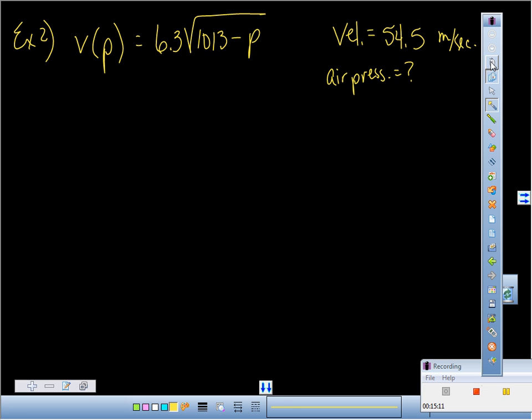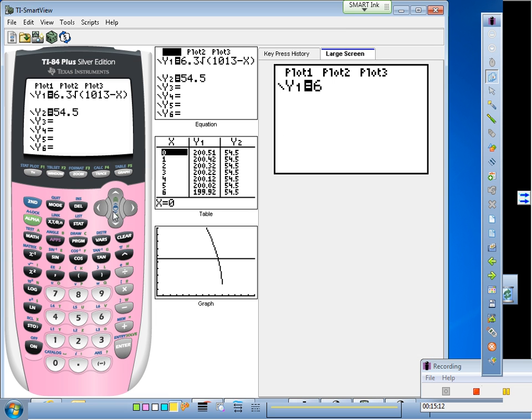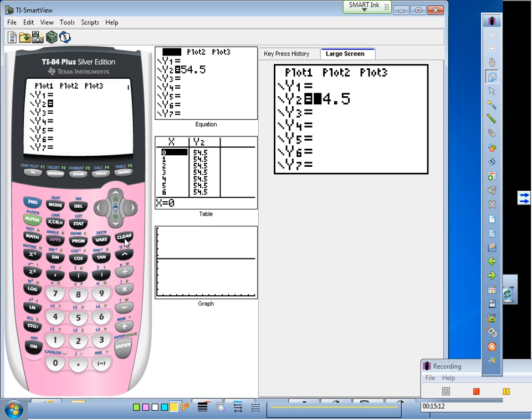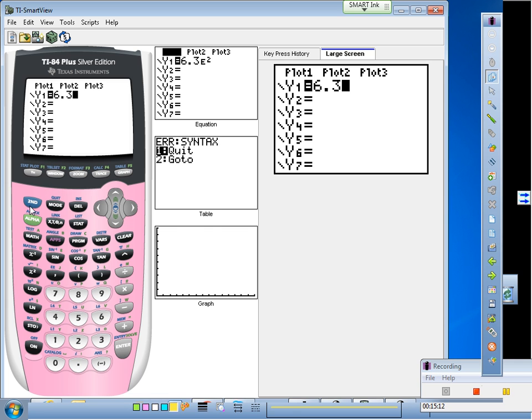So let's go to our calculator, and let's go to y equals and clear anything out. I'm going to put in 6.3 times the square root. Oh, stop. We did one on the calculator? Yeah, okay. So let's see how much you remember. 6.3 times the square root of 1013 minus p, which we're going to call X, because that's what it is, guys.